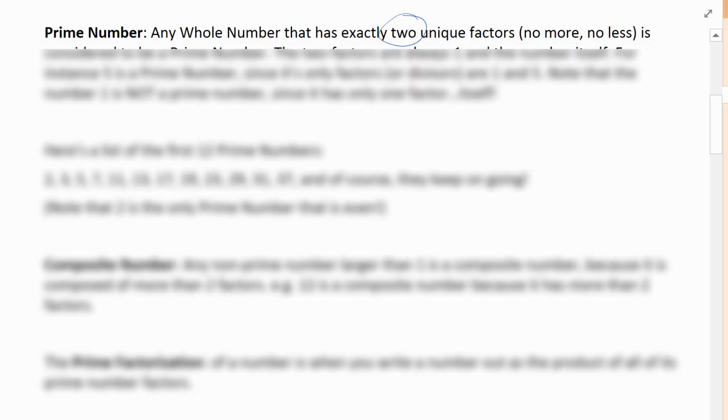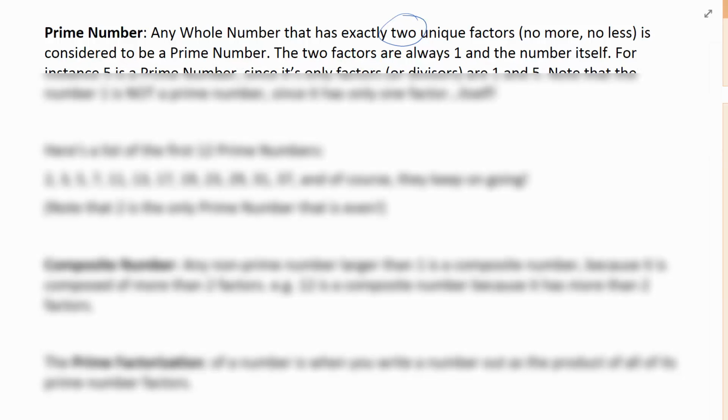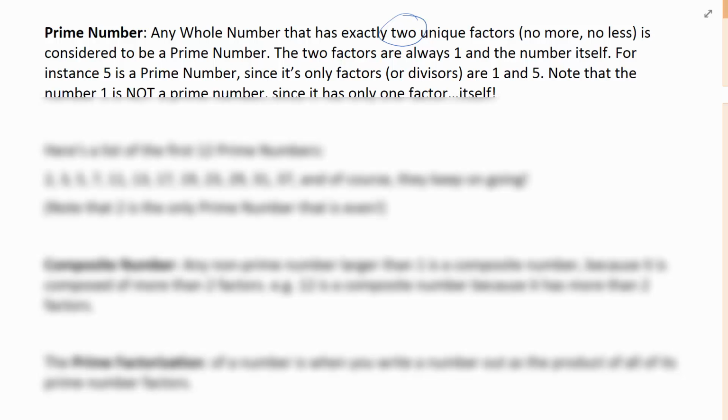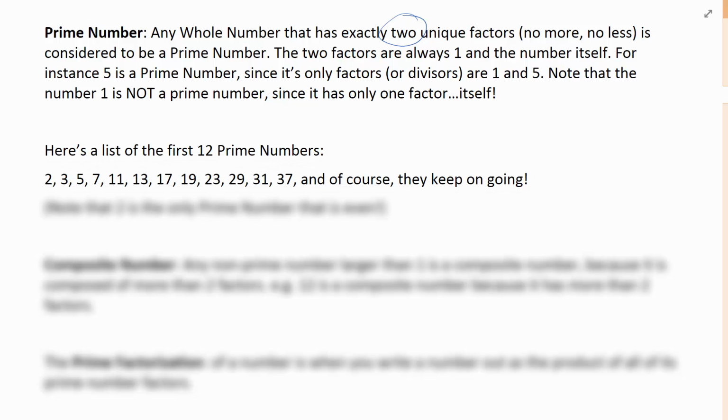Moving on, a prime number. A prime number is said to be any whole number that has exactly two unique factors. Two, no more, no less. This is a prime number. The two factors are always 1 and the number itself. So for instance, 5 is a prime number since its only factors are 1 and 5. Note that 1 is not a prime number since it only has one factor, itself. Here's a list of the first 12 prime numbers. 2, 3, 5. I'll let you read them for yourself.